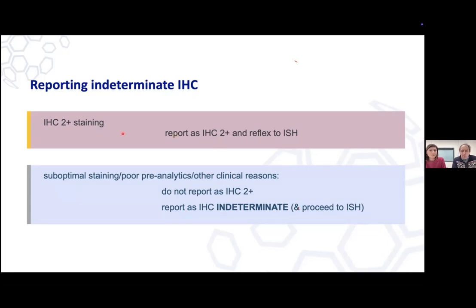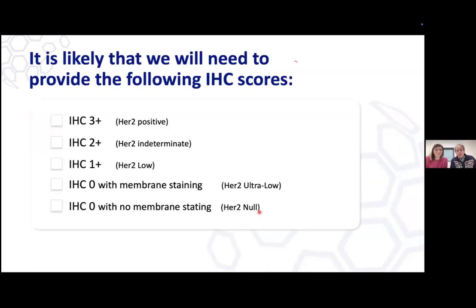Indeed. So one thing you should avoid is calling 2+ things for which you don't want to do ISH for other reasons, because it's substandard, or because there is a history, for example a history of somebody with positive breast cancer that is now negative. Whatever it is, it doesn't matter. Report it as indeterminate, because otherwise your audit will show that you report too many 2+. Okay, we are now very late.